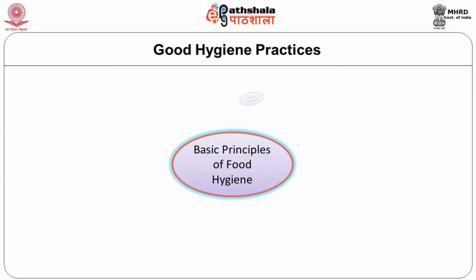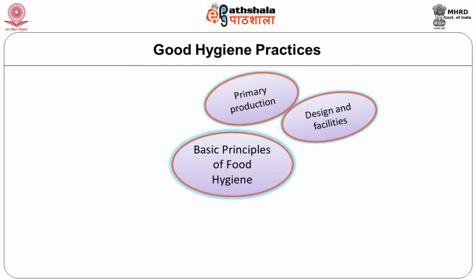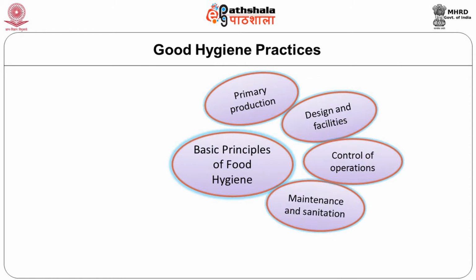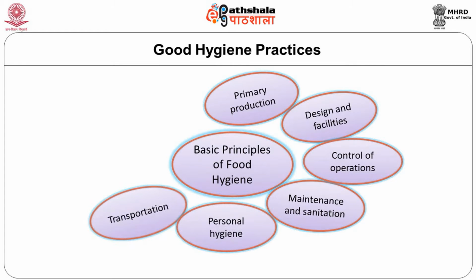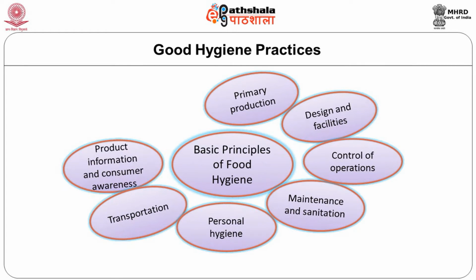They are primary production, then the establishment, where design and facilities are also important. Then the control of operations in food processing. Then the establishment in relation to maintenance and sanitation, and personal hygiene, transportation, product information and consumer awareness, and also training, which is a very important component of good hygiene practices. Now, we will see each one of them.